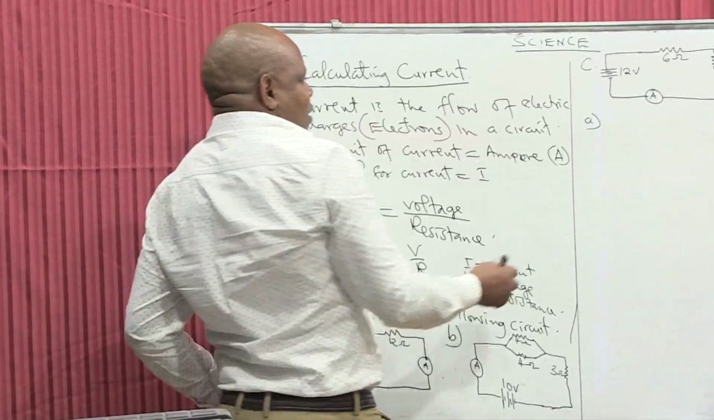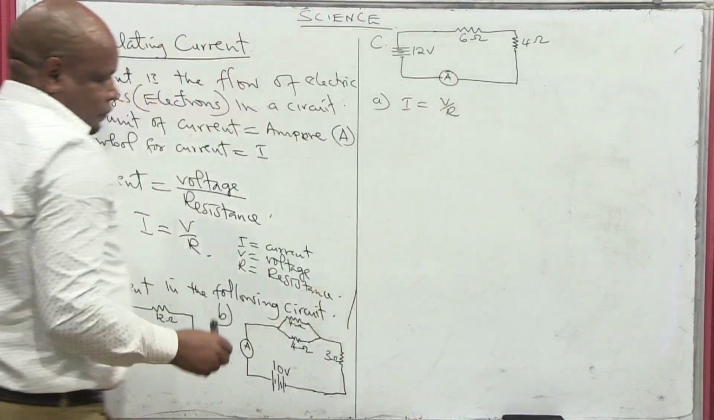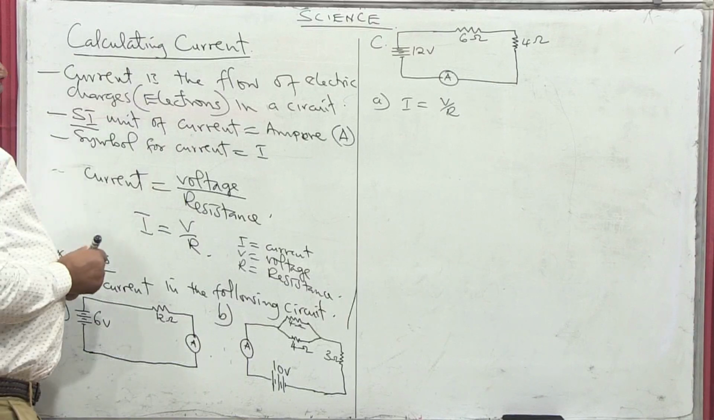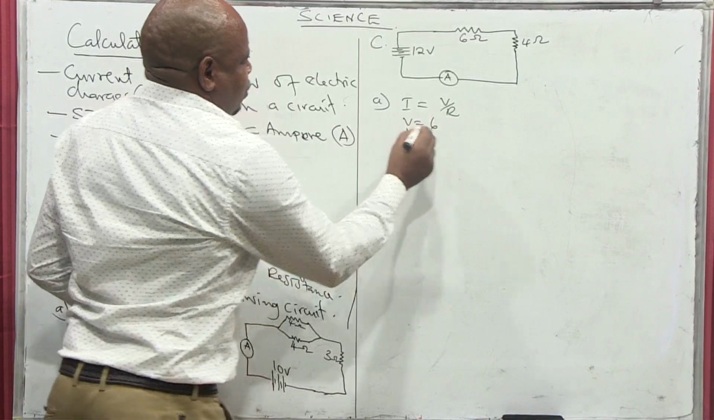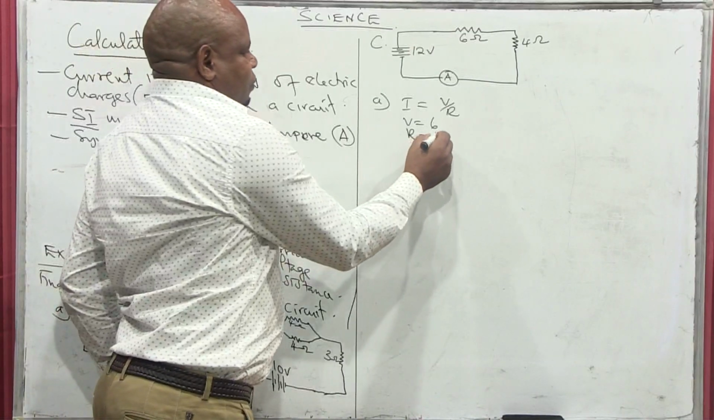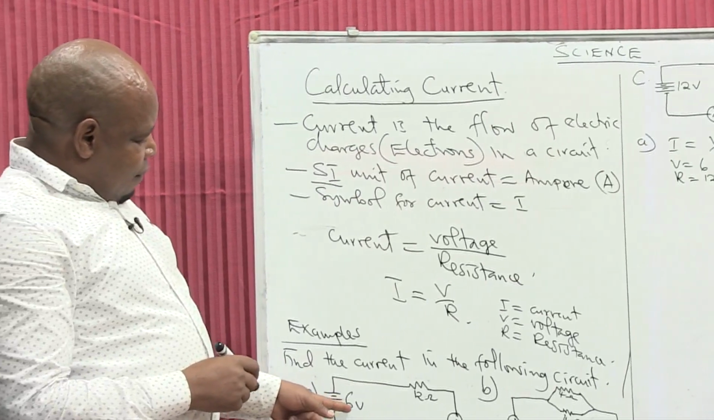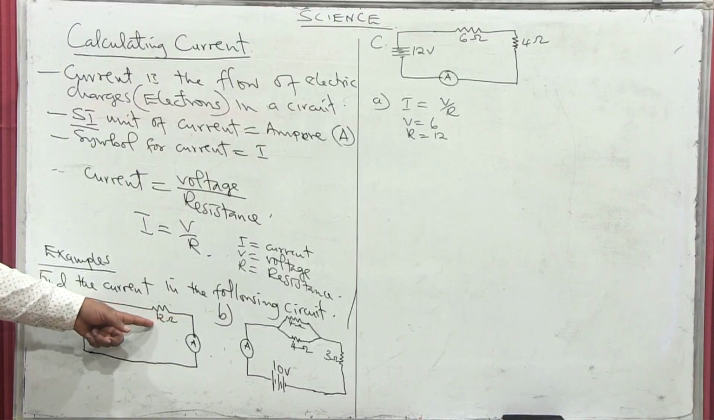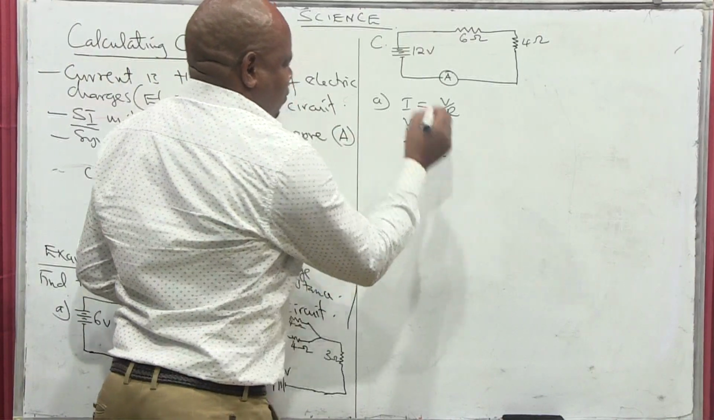We have said I is equal to V over R. Our V is equal to 6, R is equal to 12. The value of V is 6, the value of R is 12. So we don't know I. This is the value we are looking for. We have not been given that one.